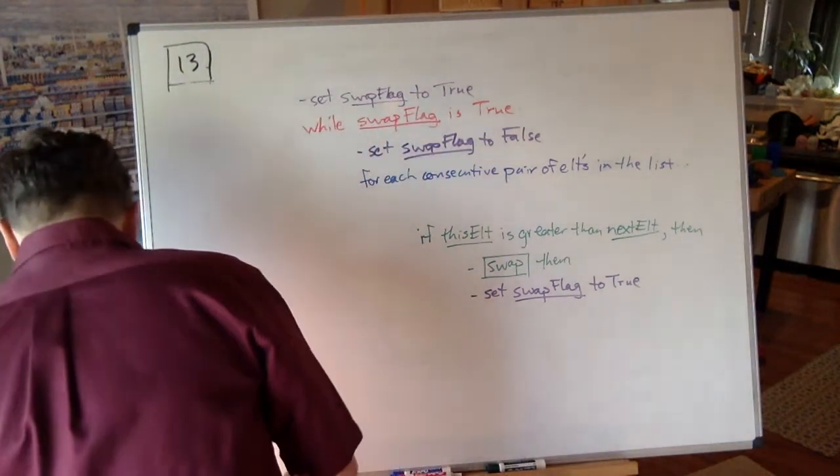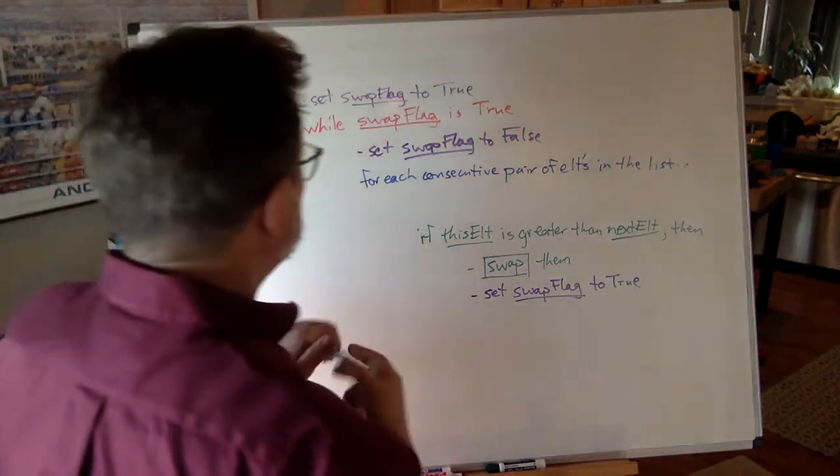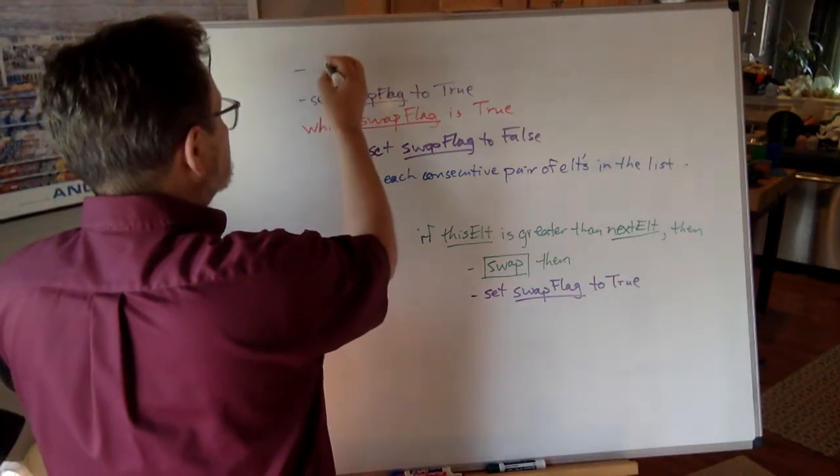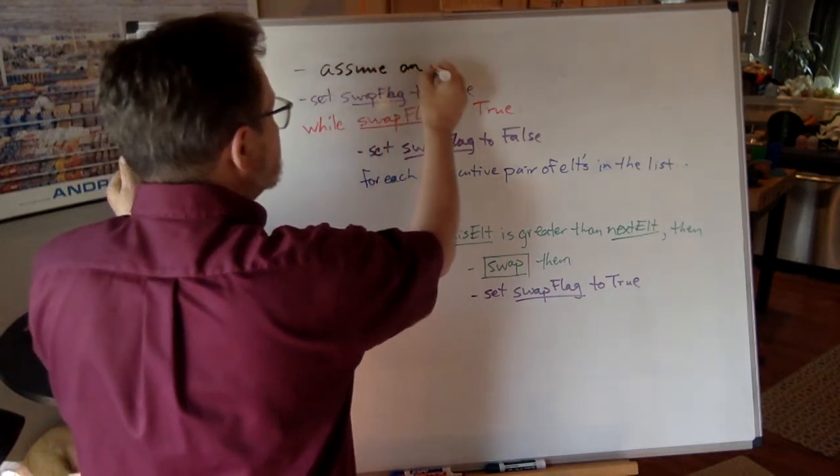There is, I'm going to say, one missing piece. We have to provide some input to our algorithm. Assume an input list.